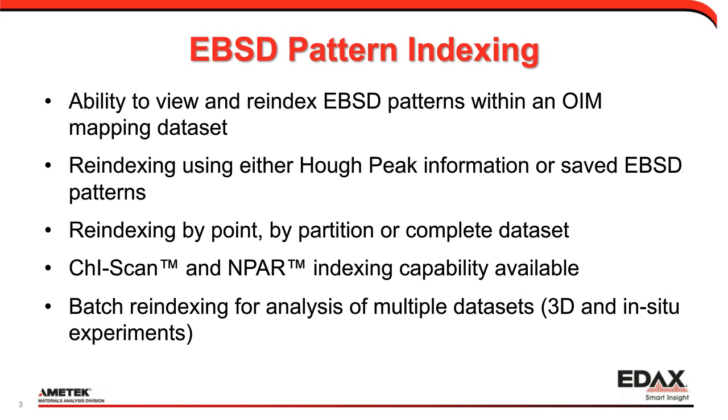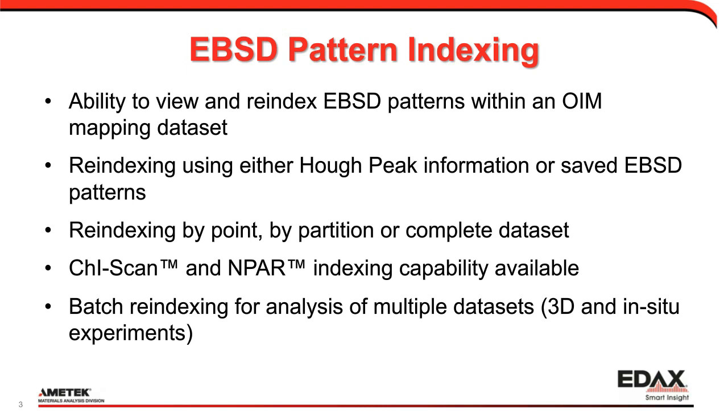But if I do have those saved patterns, I can go back, redo the Hough itself, change the processing, and basically start from scratch. I can also use this data to reindex by a single point, by the partition level, which I'm going to talk about later, or of course the complete data set. When I'm doing this work, I also have chi-scan and NPAR available to me. And of course my batch indexing is also available with full chi-scan, NPAR, everything else I'm doing. So I can go ahead and take this information and just do the same thing over and over again if that's what I'm doing.